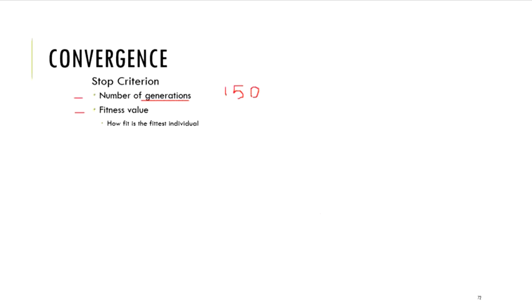Suppose you said that as soon as you have a fitness value greater than 90%, then that is a good enough solution for you. So we stop as soon as our algorithm crosses the 90% mark. So again, that would be considered as a stopping criteria.